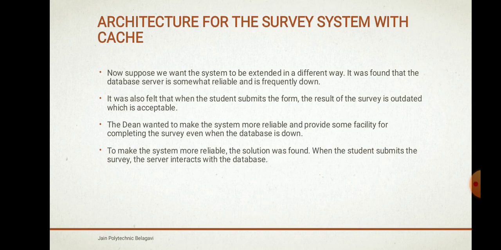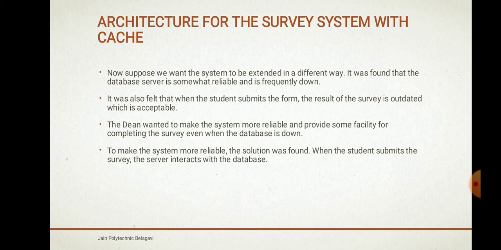Now we use the architecture for the system with a cache. Suppose we want the system to be extended in a different way. Sometimes what happens is that the database server is somewhat unreliable and it's frequently down. Sometimes the database will be down. So when the student submits the form, the result of the survey is outdated, which is acceptable. The Dean wanted to make the system more reliable and provide more facility for completing the survey even when the database is down.